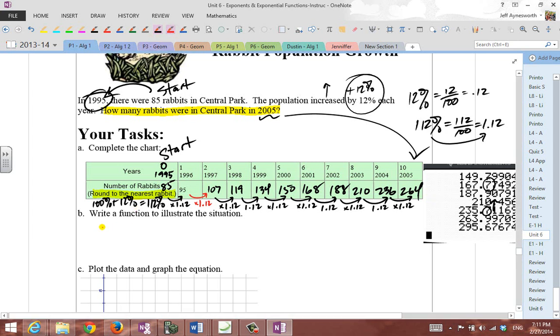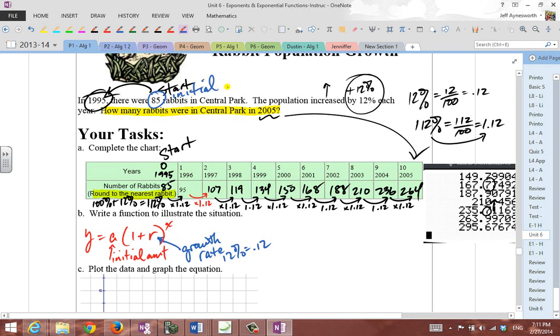However, the general growth function looks like this: y equals a times 1 plus r, raised to the x power. It's a growth function, so you add. Here a is the initial amount, and what is this r? That's the growth rate, as a decimal. In this case it's 12%, or 0.12. The initial amount is this right here, and that's your a. A is equal to 85, so I'm going to put 85 here and get my function.